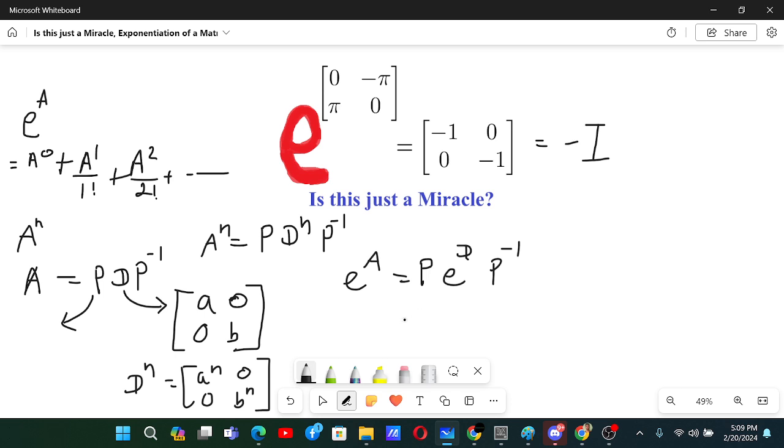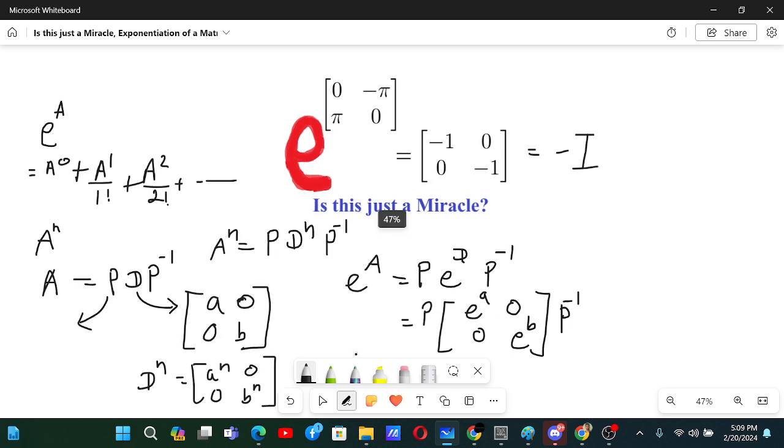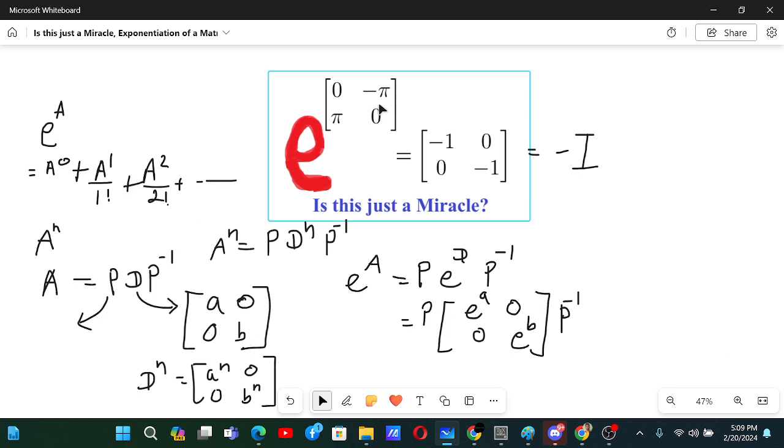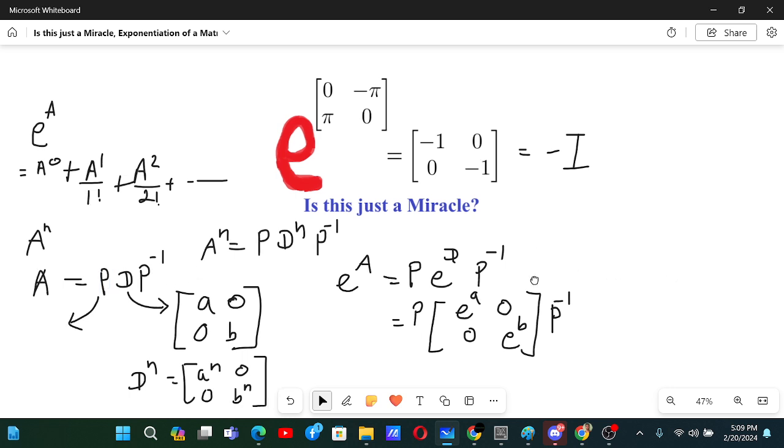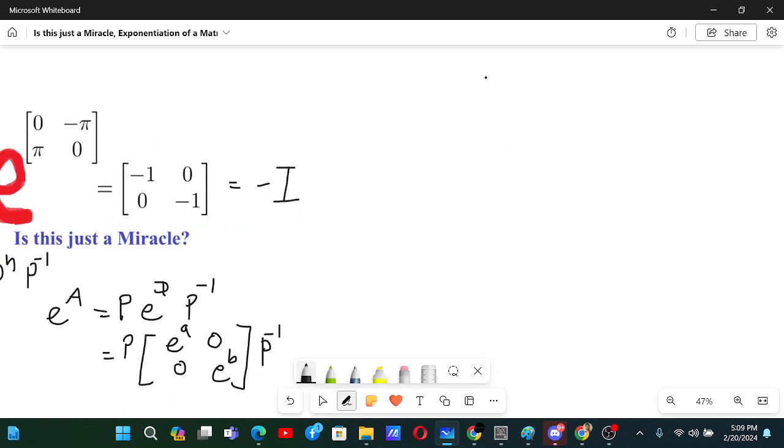Yeah, and this implies P, so e to the power A is P times the matrix e to the power a, 0, 0, e to the power b, times P inverse. Okay, so all these details I have already talked about in the playlist of matrix algebra, which I will link over here. And after you have knowledge of all these things, now let's begin solving the problem. Okay, the first thing is to express this matrix A in terms of PDP inverse, and now let's do that.